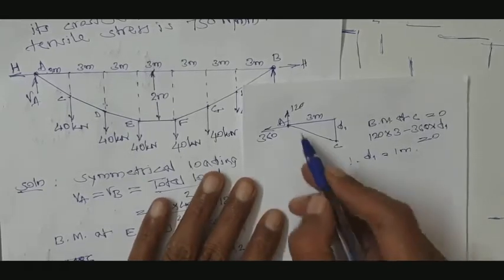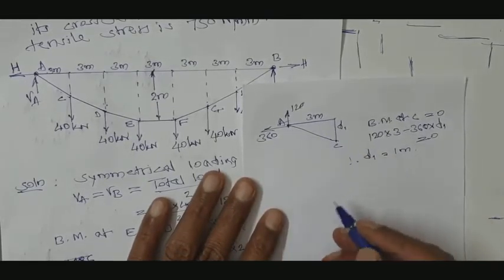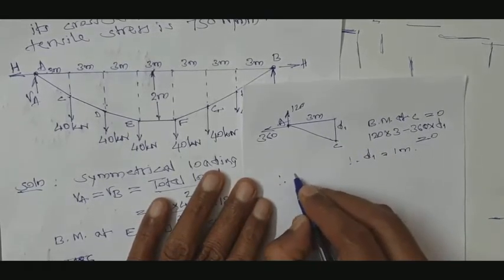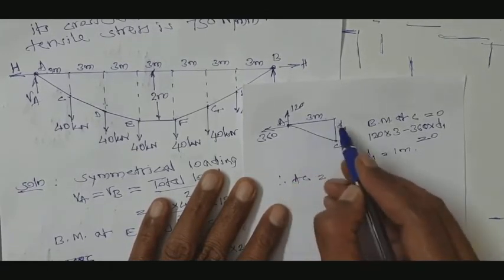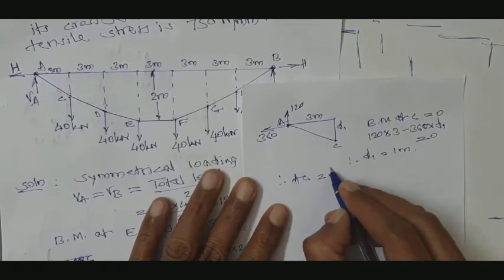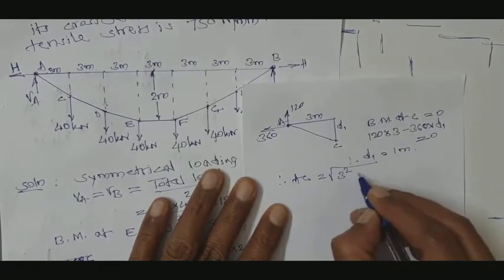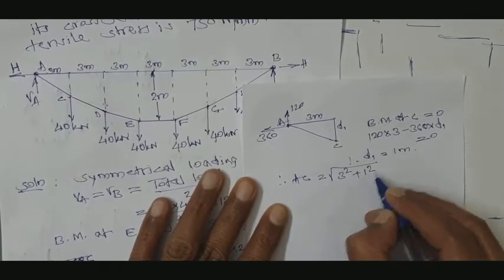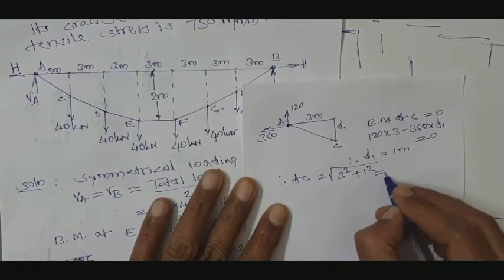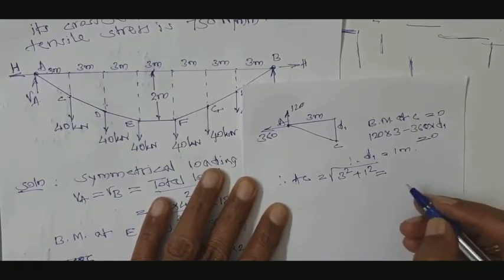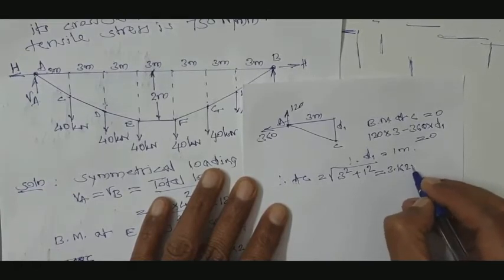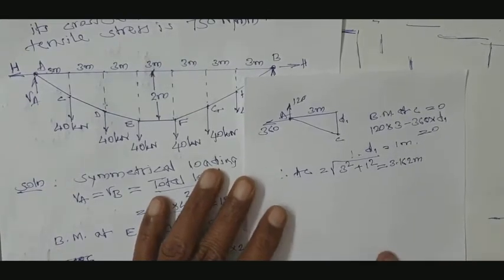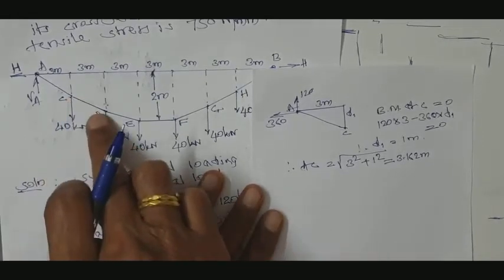Okay. So in this triangle now, this side is known. Therefore, AC equals, what now? This is the hypotenuse. So this square plus this square, root of that. That is 3 square plus 1 square, and you will get the value of AC, which comes as 3.162 meter. Okay. Next, let us see how to calculate CD.